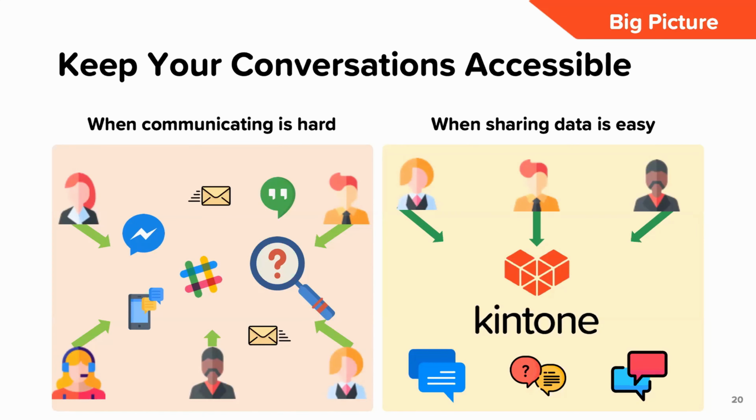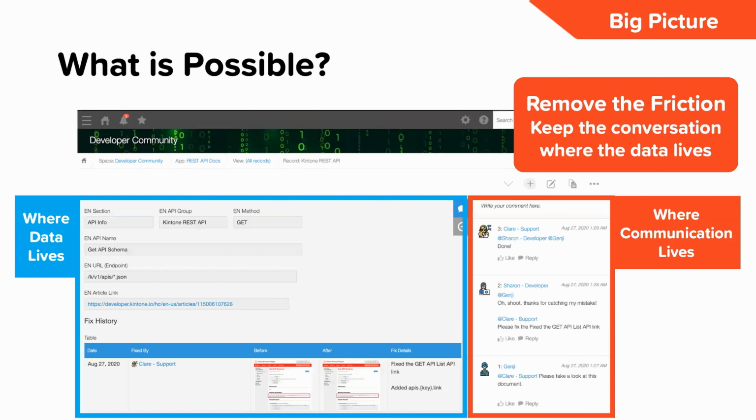So the same thing with keeping your conversations accessible. When communicating is hard, you've got Slack and text message and Messenger and WhatsApp and Signal and email, and your conversations are scattered. But what would it be like if you could have the conversations about the data right there where the data is? What kind of friction would disappear over here? How might that impact your mission to make data insights accessible and easy? So that's really what's possible over here.